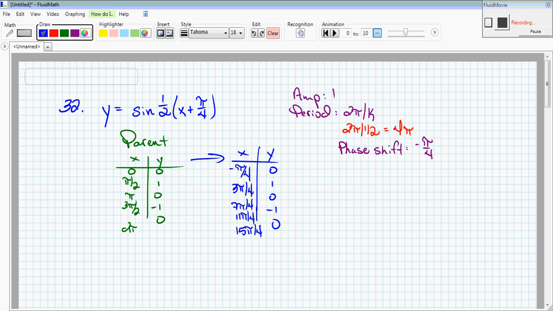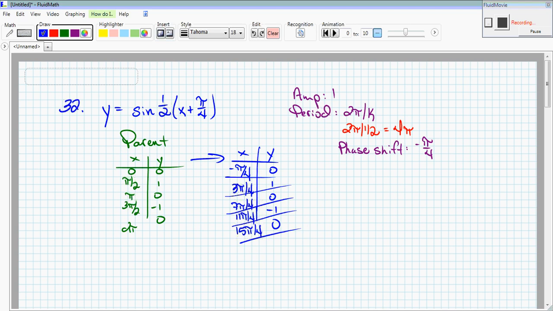So when we started at negative pi over 4, and we ended up at 15 pi over 4, that gives us a period of 4 pi. So these are our values. Kind of hard to see. We didn't do a great job here. But here's what we have. And that's how we would set our window accordingly.